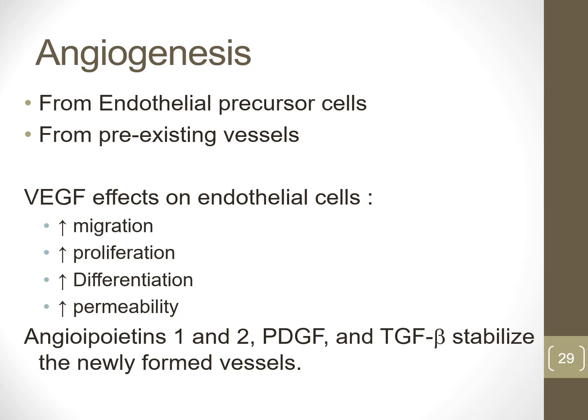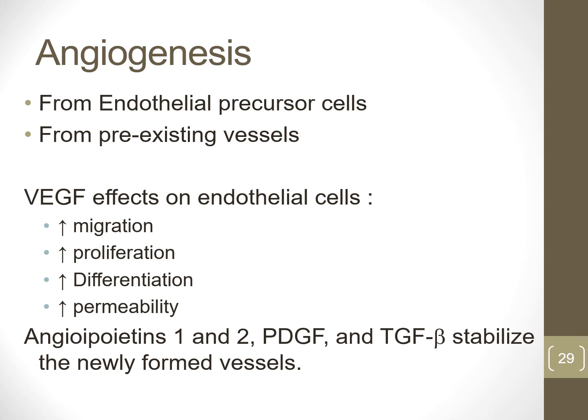So the components of connective tissue repair, first one is angiogenesis. Angiogenesis can happen by two pathways, either from endothelial precursor cells, EPCs, or from pre-existing vessels. And this process of angiogenesis, as always, needs growth factors to stimulate it. One of the most important growth factors in angiogenesis is vascular endothelial growth factor. And this factor exerts different functions on endothelial cells. It increases migration, proliferation, differentiation, and also permeability.